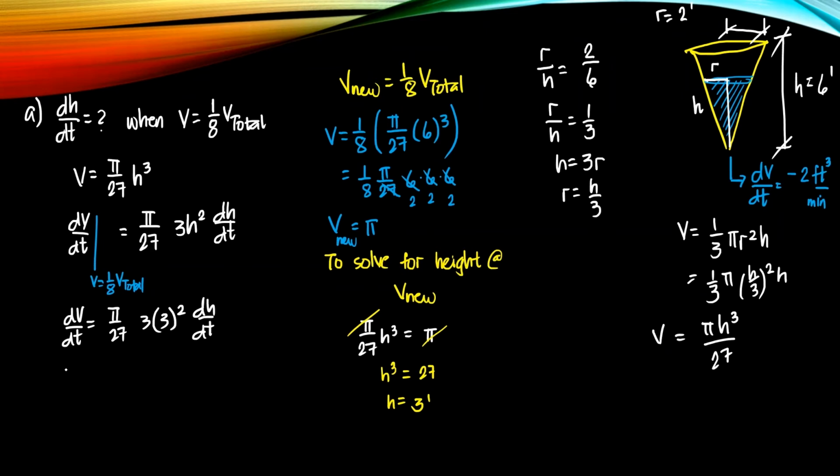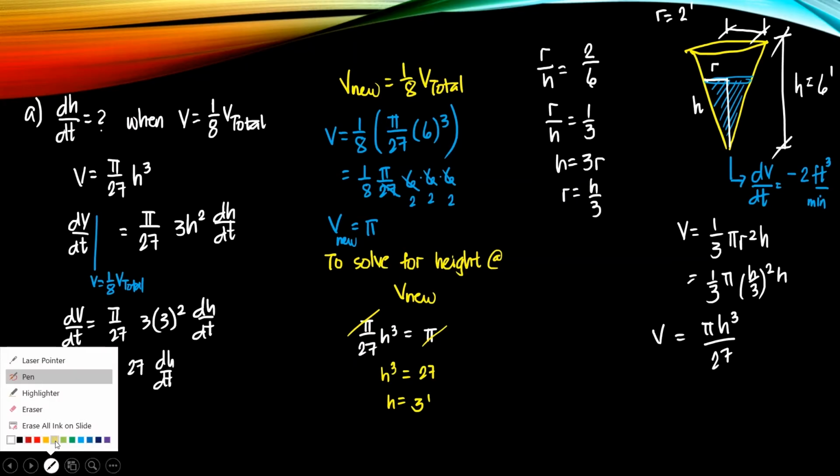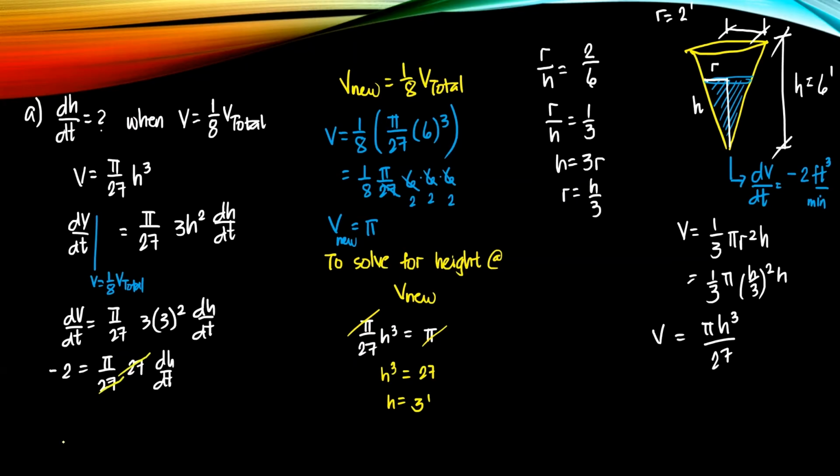You know the dV over dt, that's given as -2. Pi over 27, this is 27 dh over dt. So we can cancel out terms. You're left with the change in height with respect to time is -2 over pi, height in feet per minute.